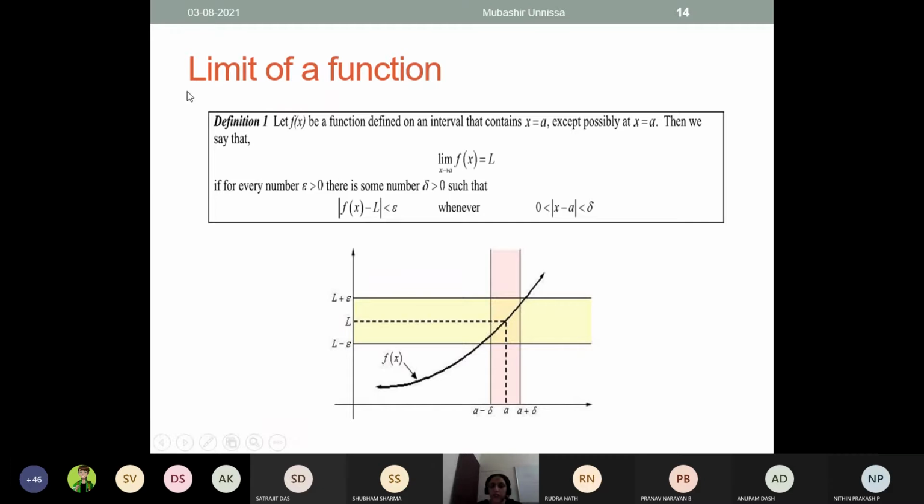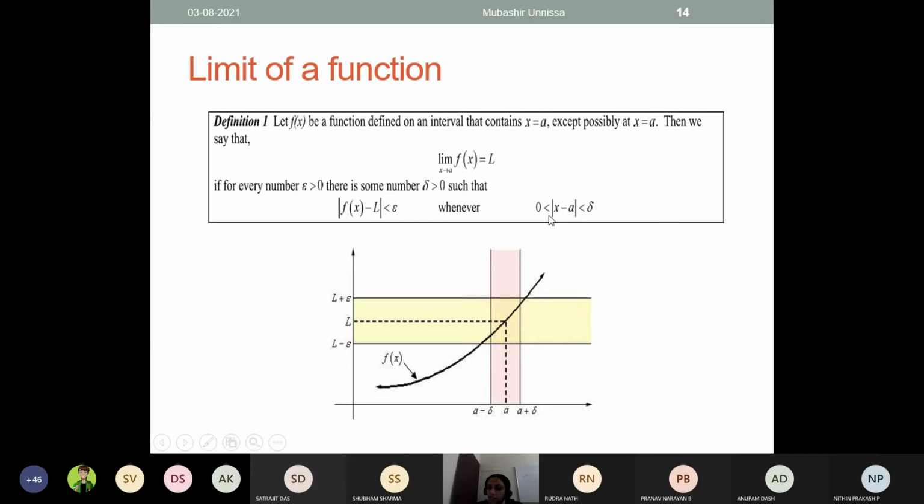So here I have defined it. See, f of x is a function defined on an interval, except possibly at x equal to a. Then we say that limit x tends to a of f of x equals L. So the limit of this function at a is equal to capital L. What does it mean? See, this is your curve. This f of x is your curve. You have a point a. Corresponding to a small change in the small interval, epsilon is a very small value. For every epsilon greater than 0, the mod of f of x minus the limit value should be less than epsilon. In that case, we say that L is the limit of the function, provided what you should do.